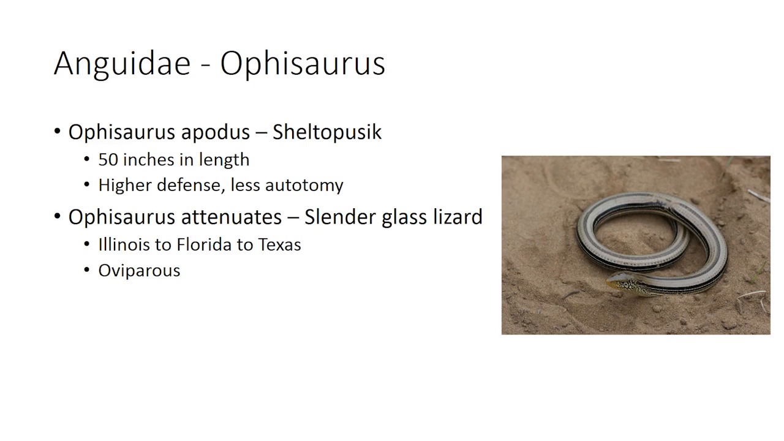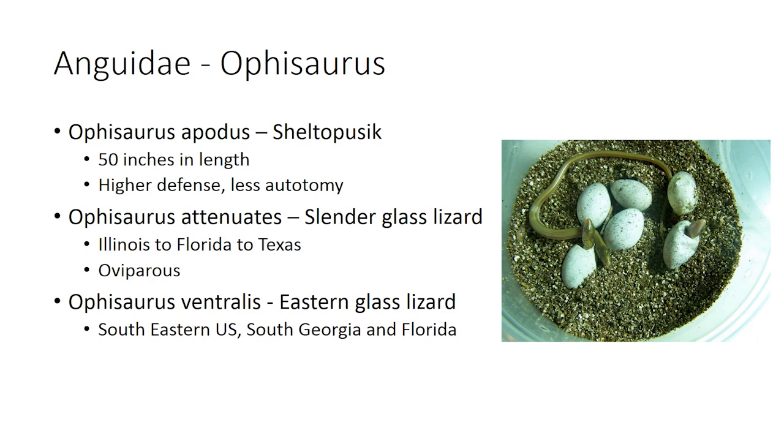This right here is the slender glass lizard, Ophisaurus attenuatus. We find those all over the place, out west, as far north as Illinois, as far south as Florida, and you can find some in the grasslands in Florida. They are oviparous. They lay eggs, which we can see right here in these hatchlings of these eastern glass lizards, which are found right here in Georgia and down in Florida as well.